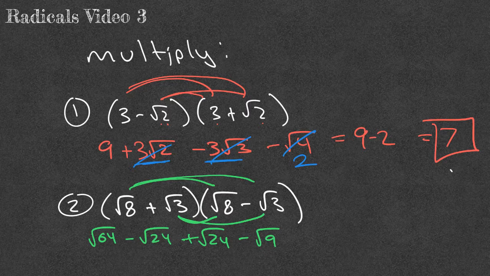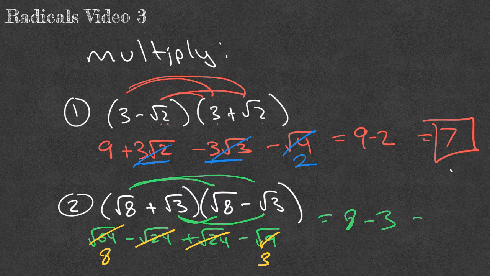And then root 3 times root 3 would be minus root 9. Okay, but some simplifying. Root 64 is just 8. The root 24 and the negative root 24 cancel. And then root 9 is just 3. So this problem really turns into 8 minus 3, which is 5. So we've got a little pattern going on here.